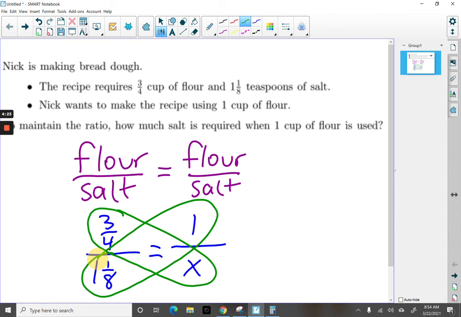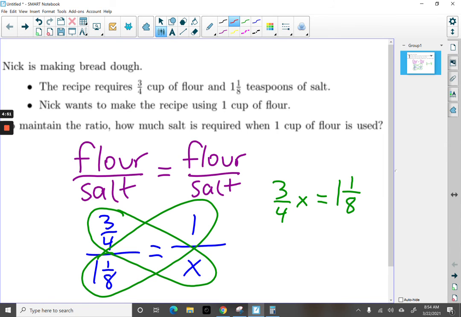Now both of these are actually really easy because it is a unit rate problem. 3/4 times x is 3/4 x. And of course, 1 times anything is that other number. And we are presented with an equation here, which is a multiplication equation. It is a one-step equation. 3/4 times some number is equal to 1 1/8.